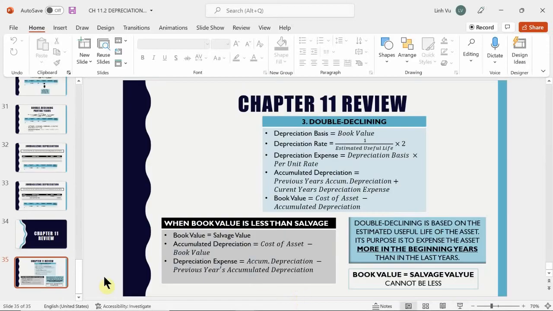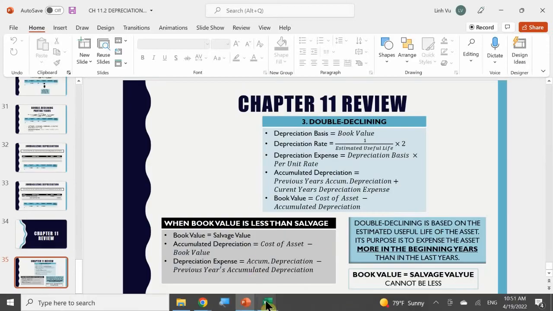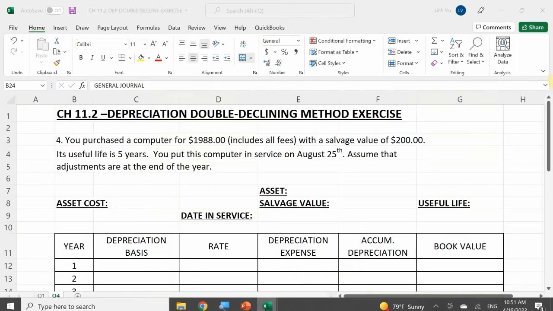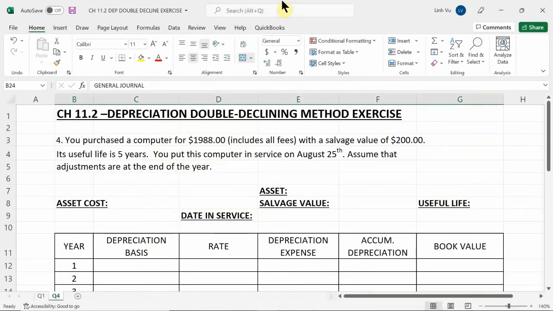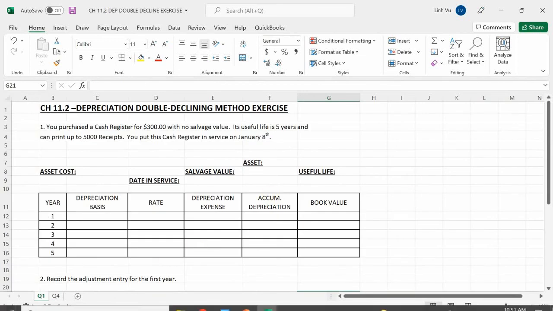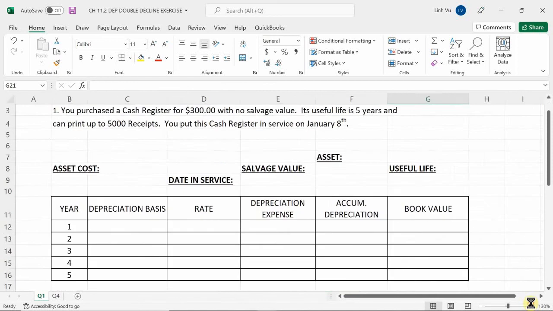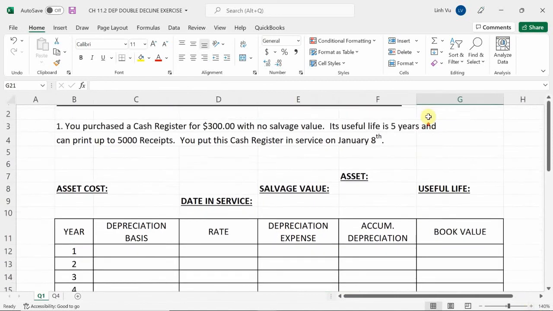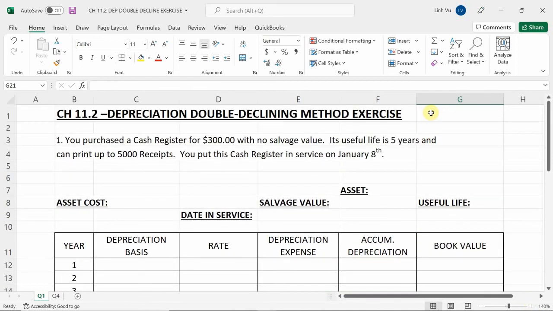So there you go. So let's go ahead and do the exercises real quick, and then we can call it a day. Okay. So here we are, question number 1 through 3. Same ordeal, except the difference is we're going to be using a different method.